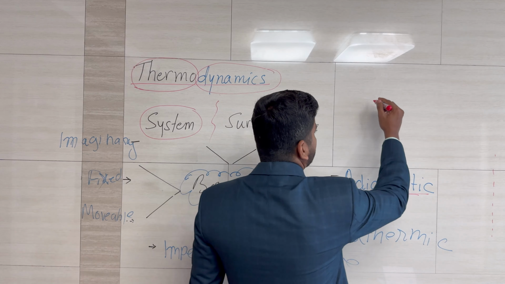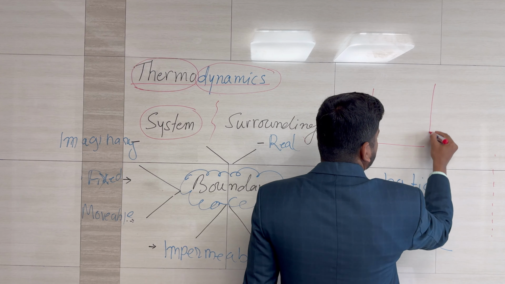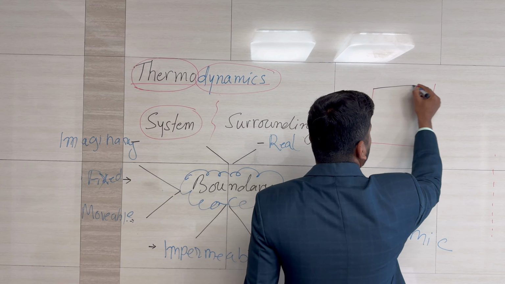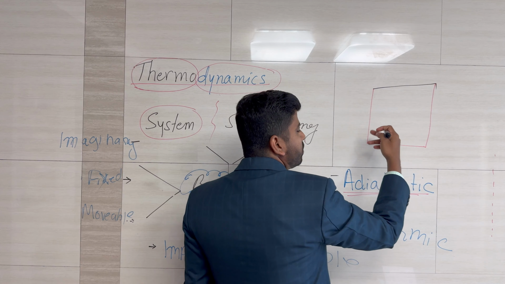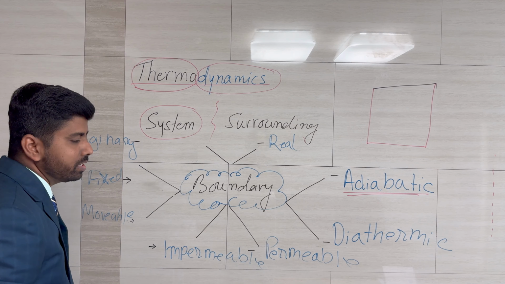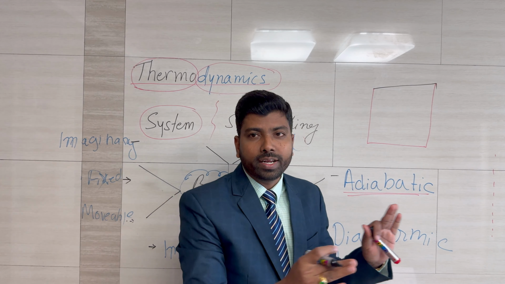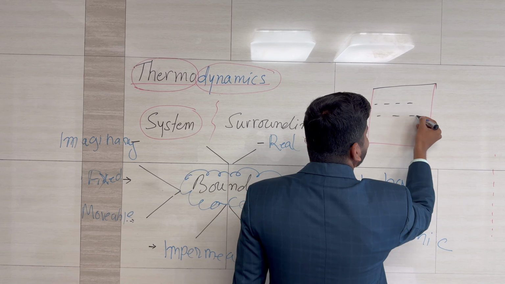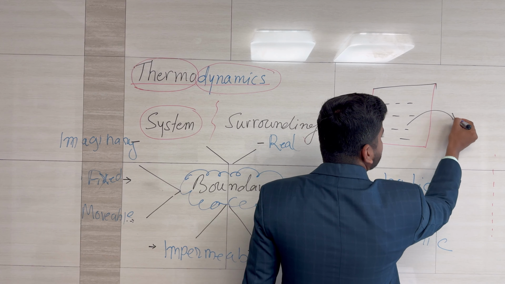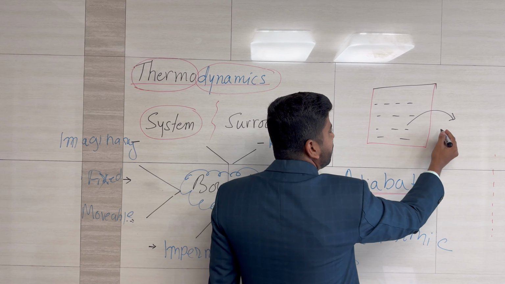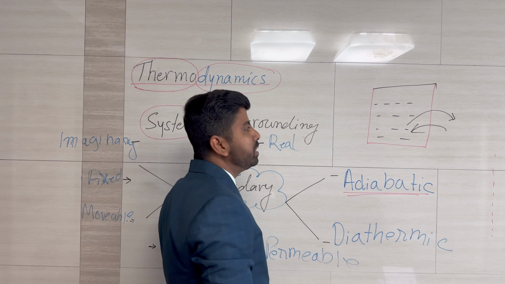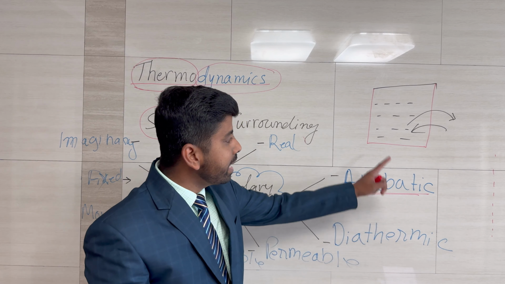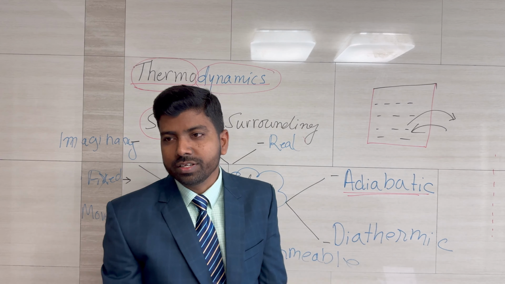For example, suppose it is a container, and this is our system. If it is completely closed, this boundary may be what? Diathermic or adiabatic. If it is adiabatic, no heat exchange. If it is diathermic, heat can be exchanged. That means the internal heat can go outside or external heat can come inside if it is diathermic. If it is adiabatic, no heat can be exchanged.